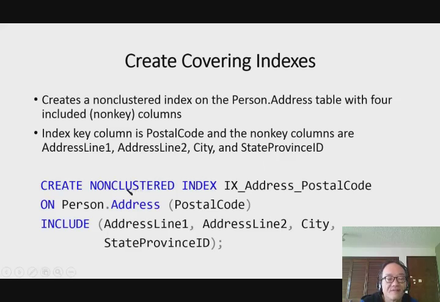The syntax is very straightforward. Create non-clustered index. We give the index a meaningful name. Remember, covering indexes can only be non-clustered. Then on person.address, person is the schema name, address is the table name. Then we list the key column postal code and also non-key columns we want to include in the index.